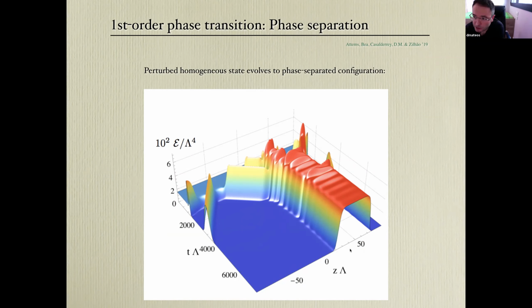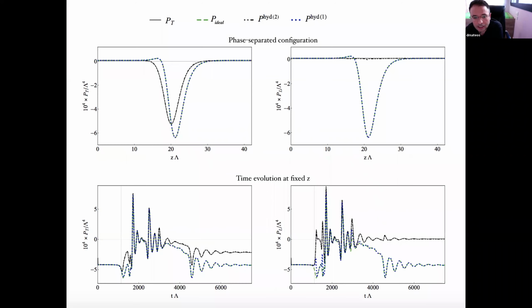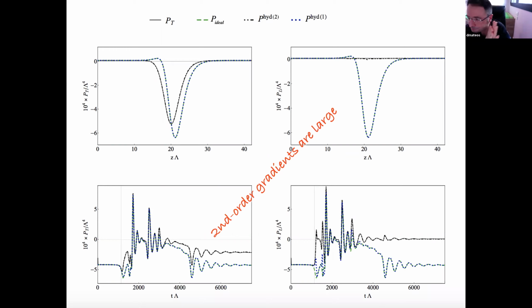I'm emphasizing all of this because this interface, in the case of a bubble, becomes the wall, the bubble wall. Good. So this is everything I wanted to say about the phase-separated configurations. Are there any questions before I move on to bubbles?